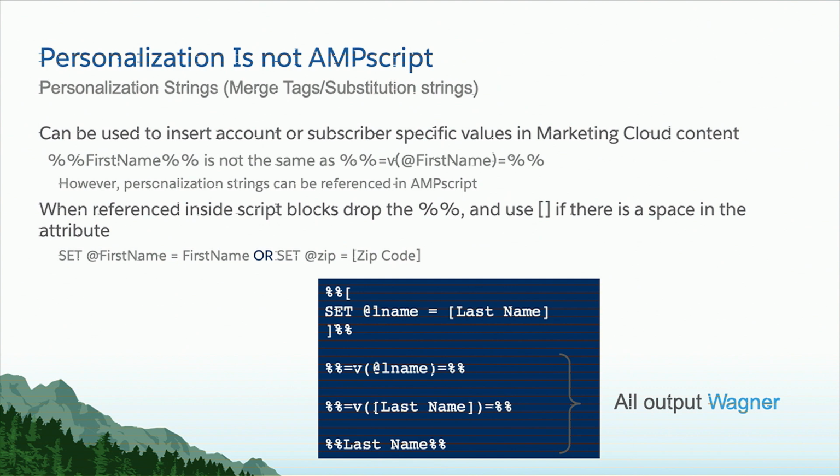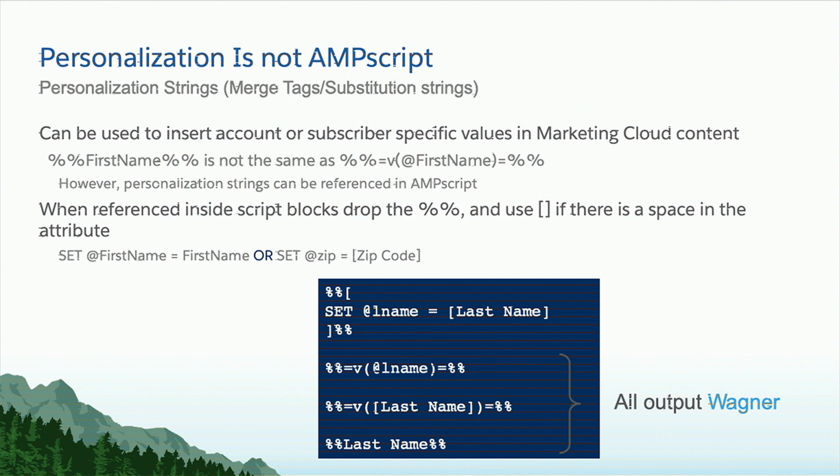Once you have that, you can output that with the V function. The V function is just like what it looks like on the keyboard. It's like paste. I think the real reason it's called V is it's outputting a value. So that % equals V will output what's in that variable last name, which in this case is what's in that last name personalization string.